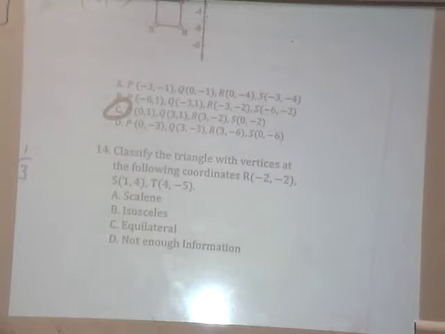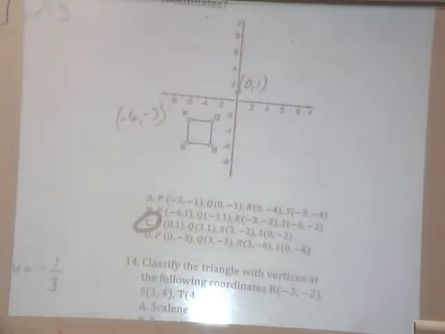Classify the triangle with vertices, and they give us the 3 vertices, R, S, and T. And look down at our answer choices. Scalene, isosceles, equilateral. What are we talking about if we're classifying a triangle with those words? Not angles. Because what's a scalene triangle? No sides the same, right? What's an isosceles triangle? Two sides the same, two congruent sides, and equilateral, three congruent sides. So we're talking about the side lengths, right? So I need to find, what formula you think we're going to use?